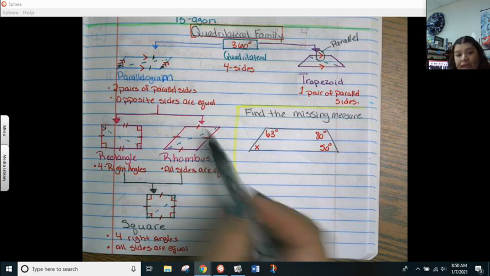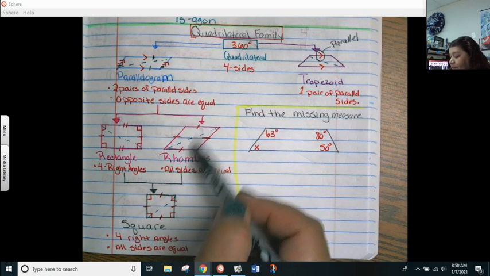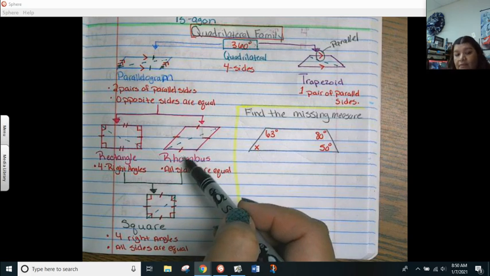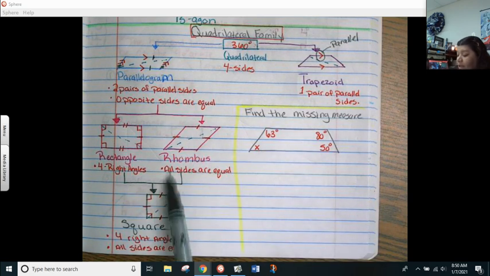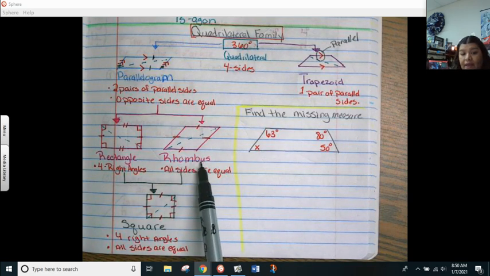And the only symbols you have are the dashes, okay? And if you remember what the dashes mean, the sides are all equal, okay? So this one is called a rhombus, okay?